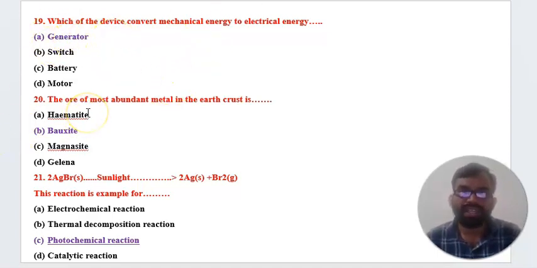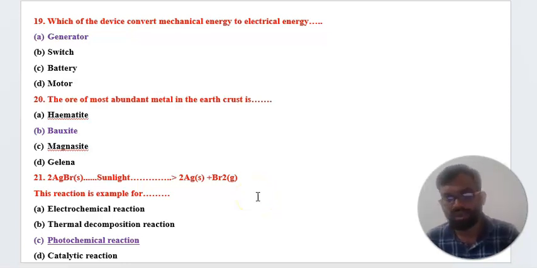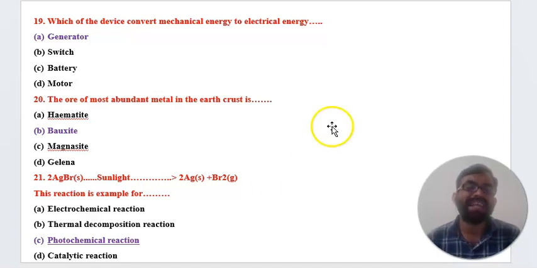Now coming to the 20th, the ore of the most abundant metal in the earth's crust is bauxite. So bauxite is the right answer for 20. Then you can see the magnesium bromide in the presence of sunlight forms magnesium and bromine. So this reaction is an example of a photochemical reaction because it happens in the presence of sunlight. So that kind of reaction is called a photochemical reaction. Okay. So these photochemical reactions are used for many purposes.